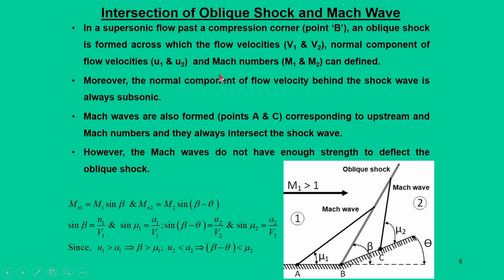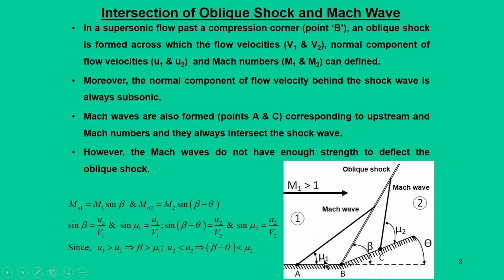Now, we will discuss something on the intersection of oblique shocks and Mach waves. We have already mentioned that a Mach wave is just the initiation of the oblique shocks, and the Mach wave depends only on the Mach number. If you know the Mach number, the Mach angle can be calculated, and Mach angles are normally represented by mu1 for the Mach number M1 and mu2 for the Mach number M2. Now, the idea is: what will happen if a Mach wave interacts with an oblique shock?